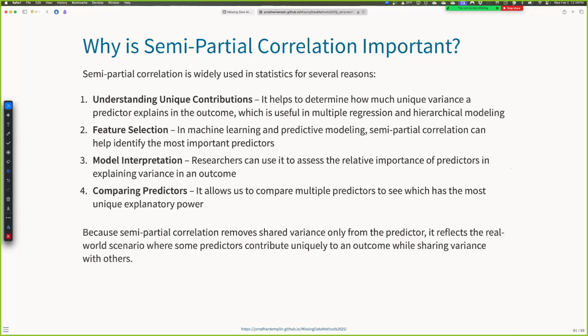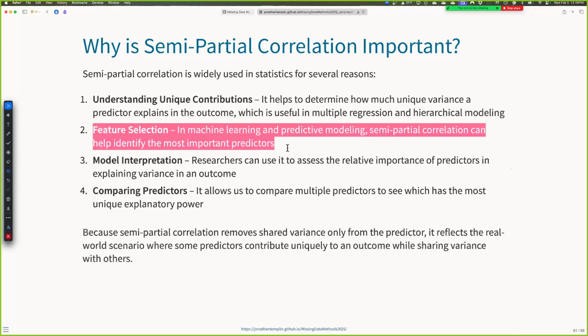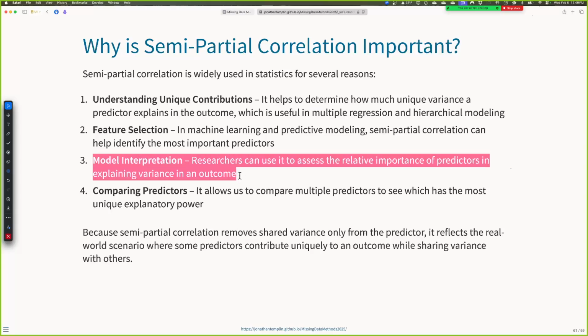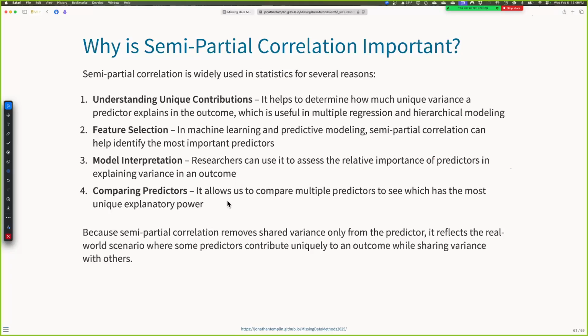I put these slides together, and here I told you before: understanding the unique contribution of each variable. In feature selection, if you're in machine learning or predictive modeling, you can use semi-partial correlations to figure out which features tend to predict outcomes a little bit more. Although I will say, even though everybody talks about machine learning, the very first version of machine learning is regression. So don't forget that. For model interpretation, you can talk about the relative importance of predictors. It can help you compare multiple predictors, to see which may have the most unique explanatory power.